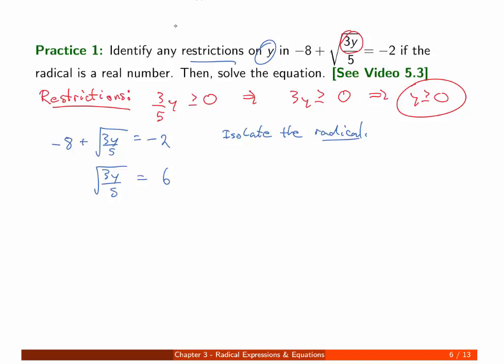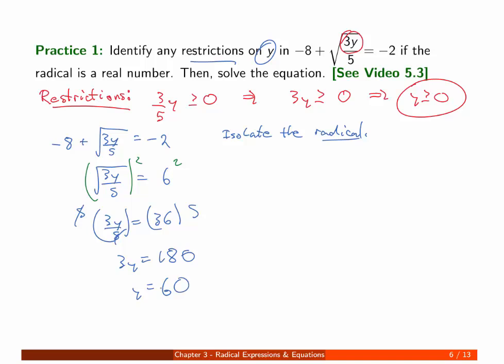Now here comes the step, I'll do it in green. Square both sides. That will give me 3y over 5 equals 36. My 5's just turned into 8 somehow. Now I'm going to multiply both sides by 5. And 36 times 5 is 180. So we have 3y equals 180. And so y is going to equal 180 divided by 3, which equals 60.